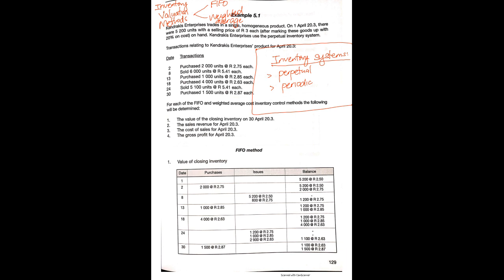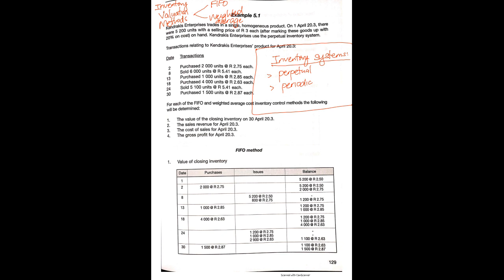So here a company is only going to be able to identify their sales, their cost of sales, their gross profit, and so on at the end of a particular interval, at the end of a particular period. So this is the difference between the two inventory systems, and they also impact the FIFO and weighted average methods.